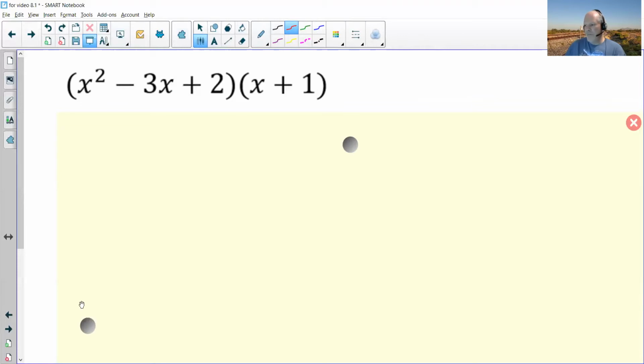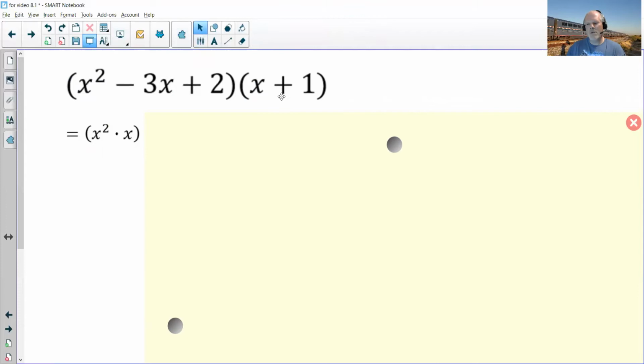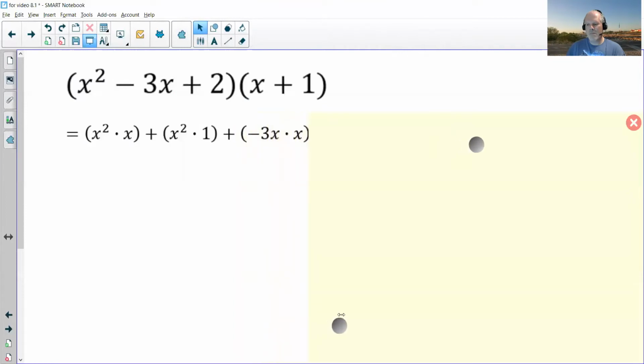So if I work this one out, I will do x squared times x. Then I'm going to add that to x squared times 1. Then I'll move to the second term, negative 3x times x. Then negative 3x times 1. And then finally 2 times x. And then 2 times 1.